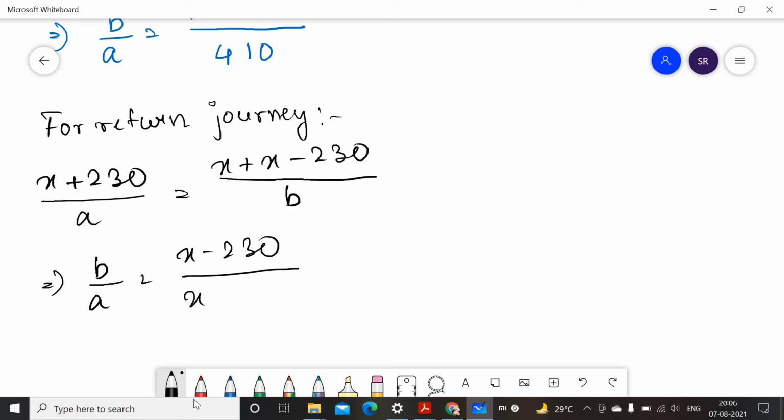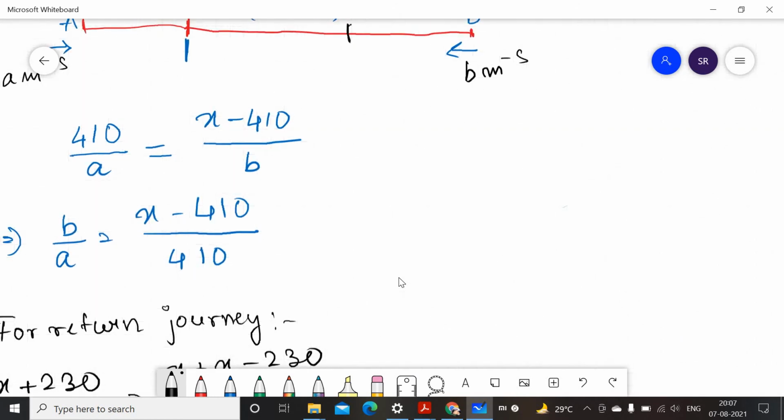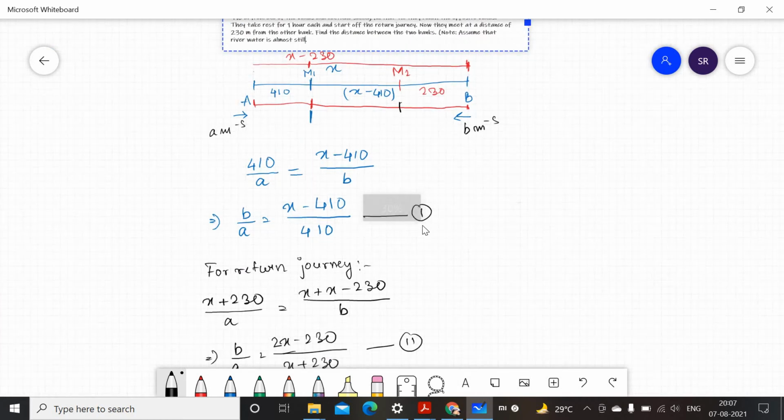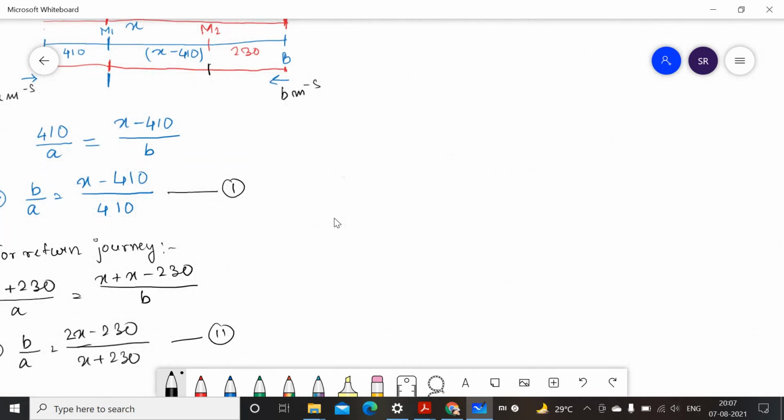So we are just equating time, right? We found out that time is constant, so we are just equating time. From there we will get the speed ratio, and we will then equate both the speed ratios, right? That is b by a equals 2x minus 230 by x plus 230. Now if we mark this equation as 2 and the other equation as 1, then we have two equations. We can simply find out the value of x from these two equations, right?